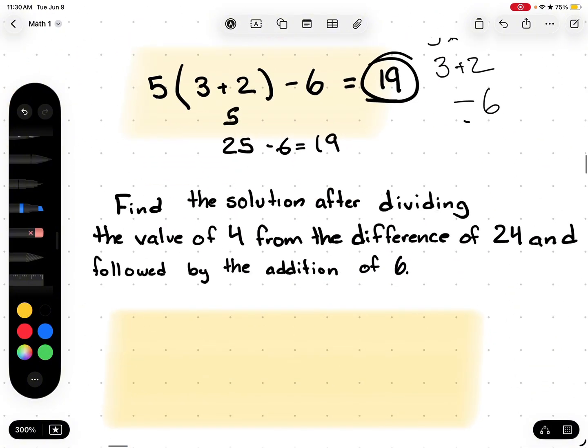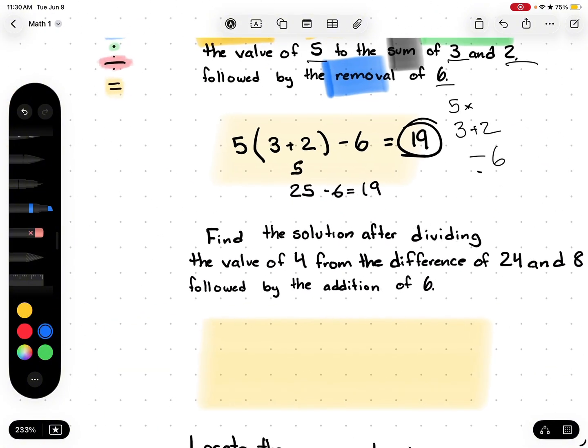Let's try this one. Again, I'm going to highlight as I go. Find the solution after dividing the value of 4 from the difference of 24 and 8, followed by the addition of 6. So what's happening here?